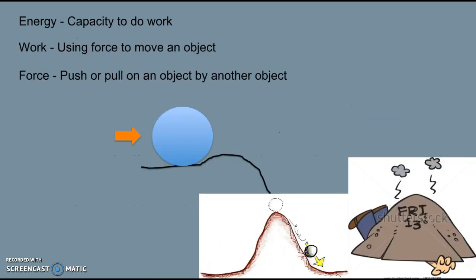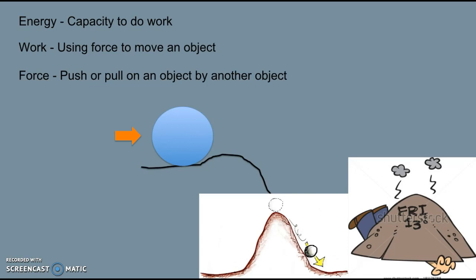I've got a diagram that hopefully will help. Energy is the capacity to do work. Work is using force to move an object, and a force is a push or a pull on an object by another object. Pretend that I'm the orange arrow. That rock has the capacity to do work.